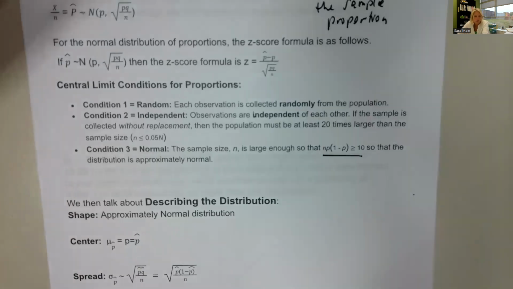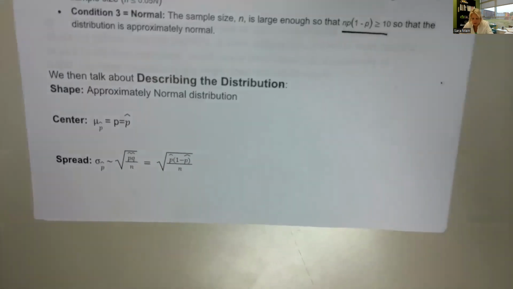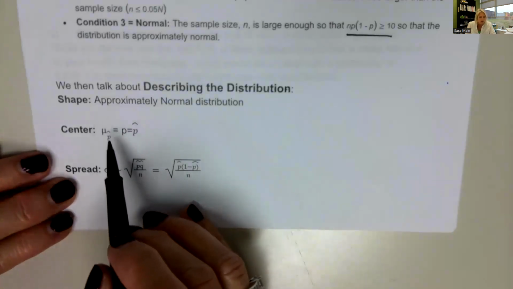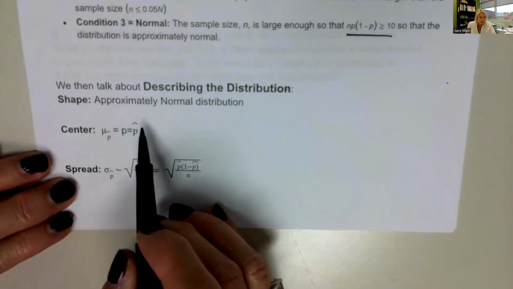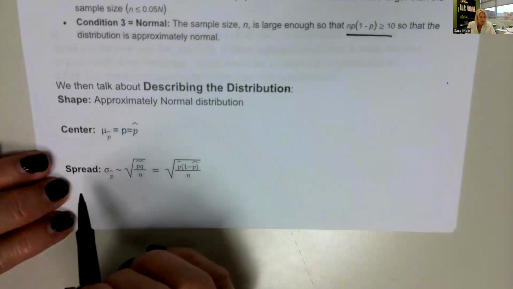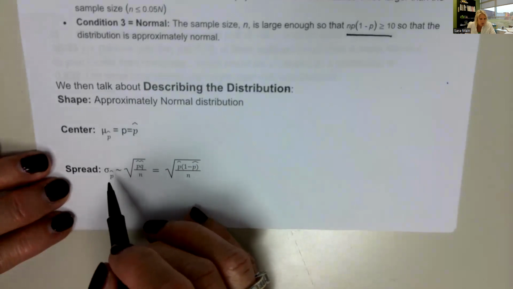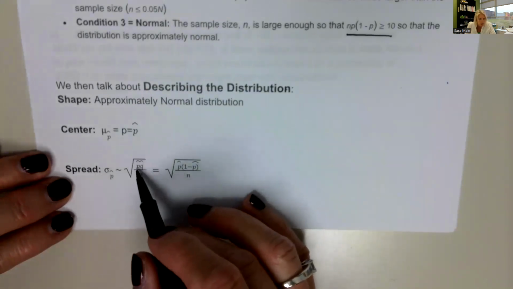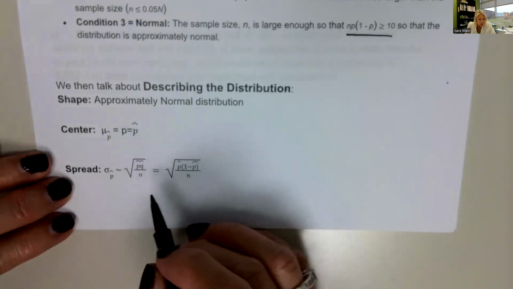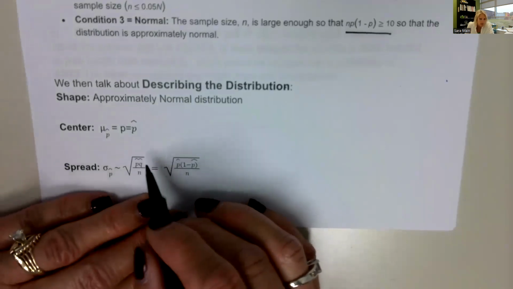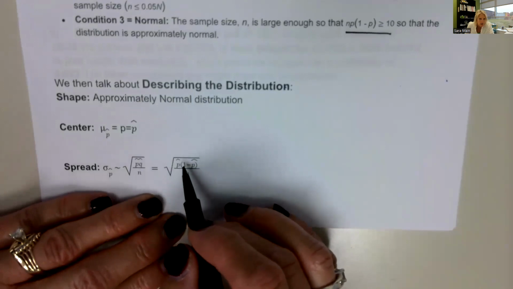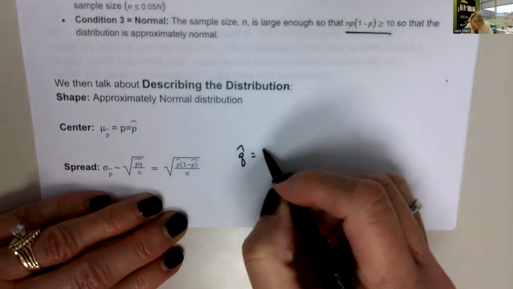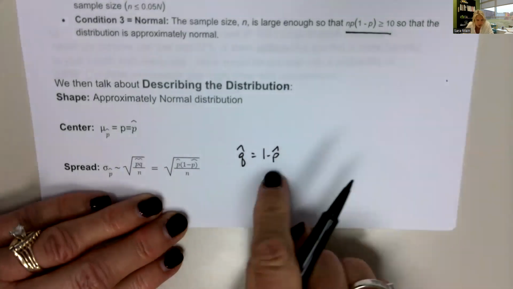We are going to describe our sampling distribution similar to what we did in the last lesson, where the average of the proportions will be p hat, and the sigma, or the standard deviation of the proportions, is going to be the square root of p times q divided by n. And remember that q hat is equal to 1 minus p hat because they're complements.